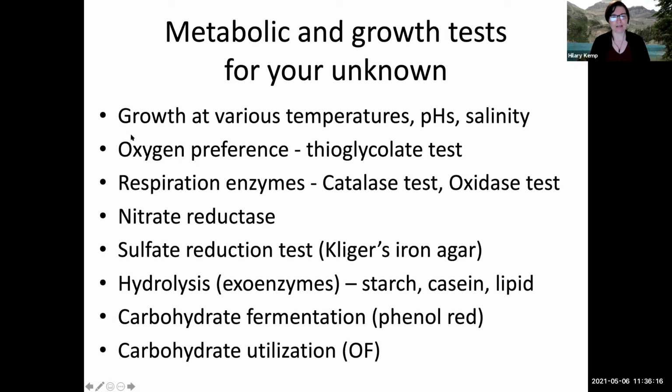What you have access to is broth tests at all kinds of temperatures, all kinds of pHs, all kinds of salt concentrations. You have access to the oxygen preference thioglycolate test. There's a bunch of enzyme tests that include catalase and oxidase, but also nitrate reductase and sulfate reduction and all kinds of other enzyme tests like amylase and caseinase and lipase. And you have a bunch of metabolic tests that ask whether a particular sugar can be fermented. These are the phenol red sugars. If your organism happens to be an obligate aerobe, you have access to some other sugar tests, but mostly you will not need those.